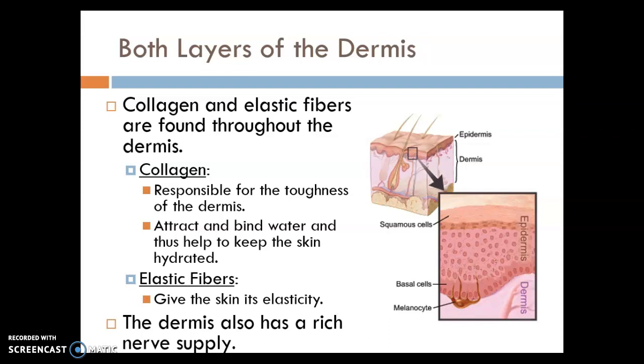So the main things you need to remember are that there are 5 layers to the epidermis, and there are 2 layers to the dermis, and what those are called and in which order they go.